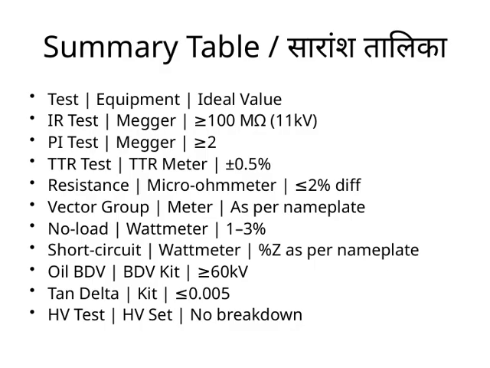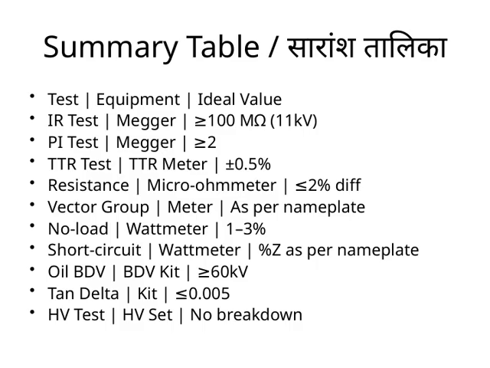Let's take a closer look at the summary table, which outlines the key test parameters and the ideal values we aim for during equipment testing. Starting with the IR test, we use a Megger to ensure the insulation resistance is at least 100 megaohms at 11 kilovolts. This is crucial because good insulation resistance indicates minimal leakage current and reliable operation. Moving on to the power factor or PI test, again with a Megger, the ideal value is 2 or less. Maintaining a low PI value signifies healthy insulation with minimal degradation.